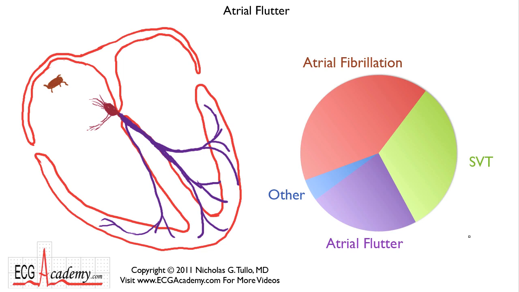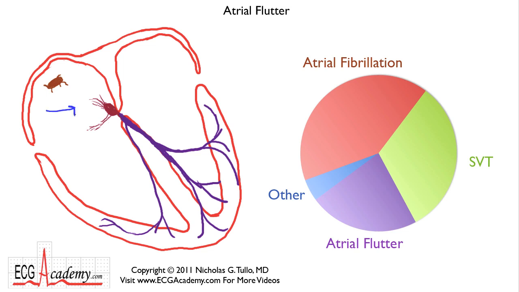Now, atrial flutter is not as common as some of the other atrial tachyarrhythmias that we'll see. We've already covered supraventricular tachycardia or atrial tachycardias. And you can see atrial flutter maybe accounts for about 1/4 of the atrial arrhythmias you might see in an emergency room. And it's a very specific kind of arrhythmia that's caused by rapid signals originating in the top chamber.